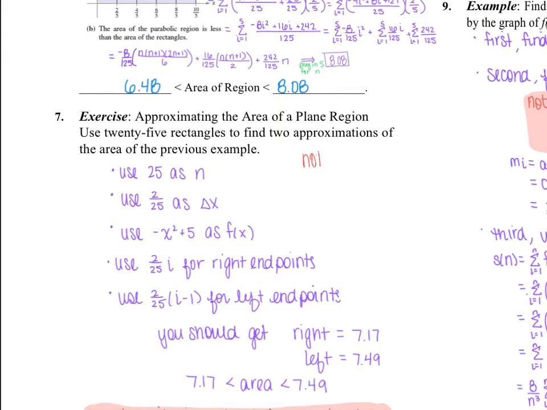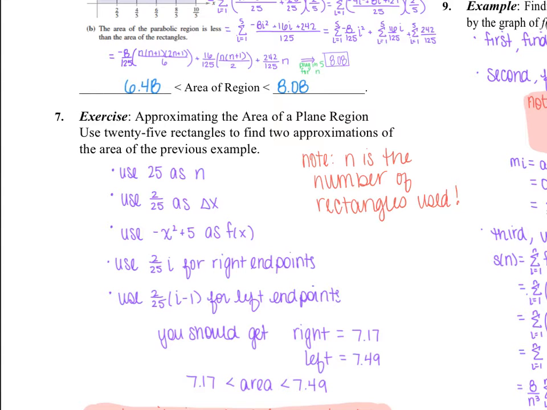So note that n is the number of rectangles used. Okay, and we have talked about it, where the more rectangles you use, the better accuracy you'll have.